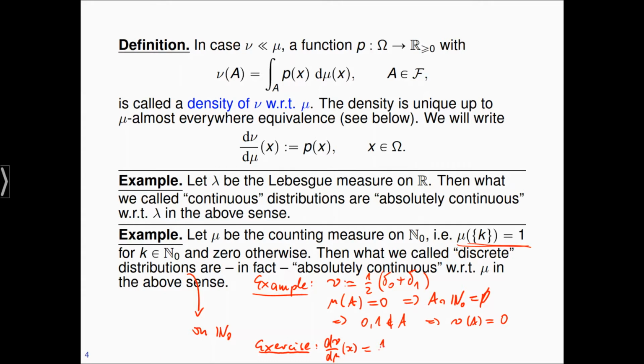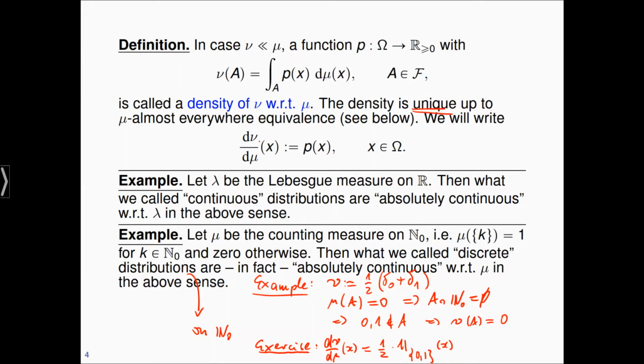So this shows that the density is 1/2 times the indicator function of the set {0, 1}. So whenever you have 0 and 1, then you multiply the mass of mu by 1/2, and otherwise the density is 0. So much for this example. The next step will be to show this uniqueness that I already announced.